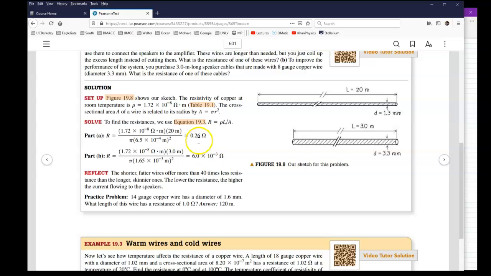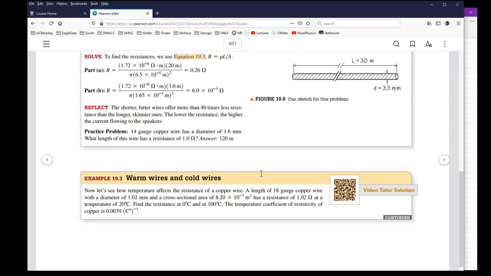It is much smaller. Look at the resistance here, 6 times 10 to the negative 3, whereas for the 20 meter wire, it is 0.26. So as you can see, the resistance in the 20 meter wire is larger because the length is longer, while the other is much less because it's a shorter wire. He said the shorter, fatter wires offer 40 times less resistance than the longer, skinnier ones. The lower the resistance, the higher the current flowing through the speakers. Got it? Okay, just a simple example.